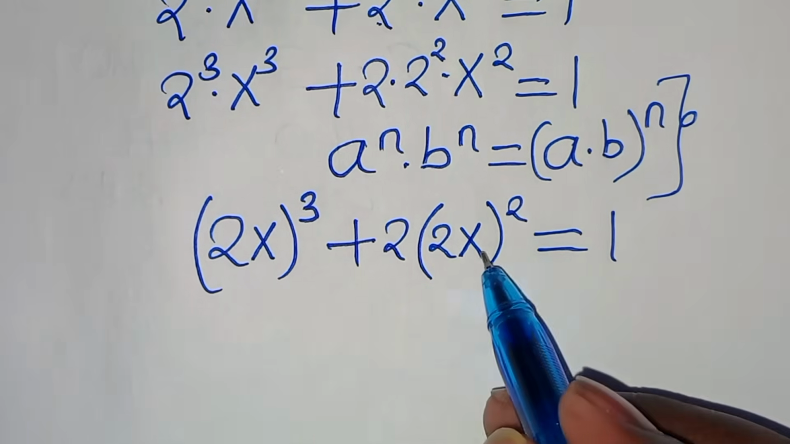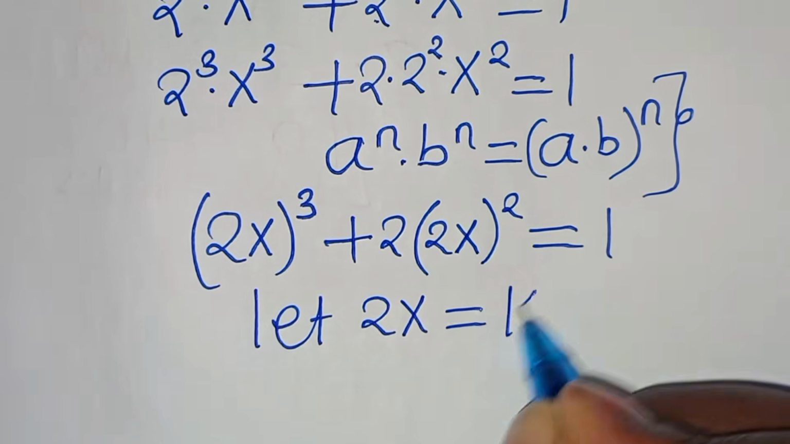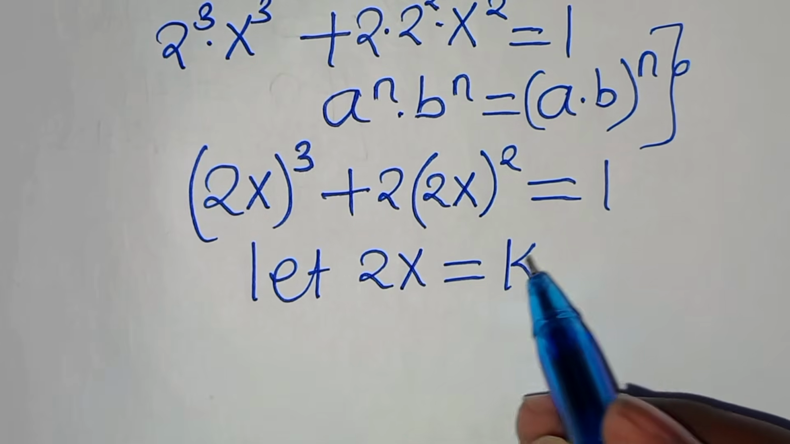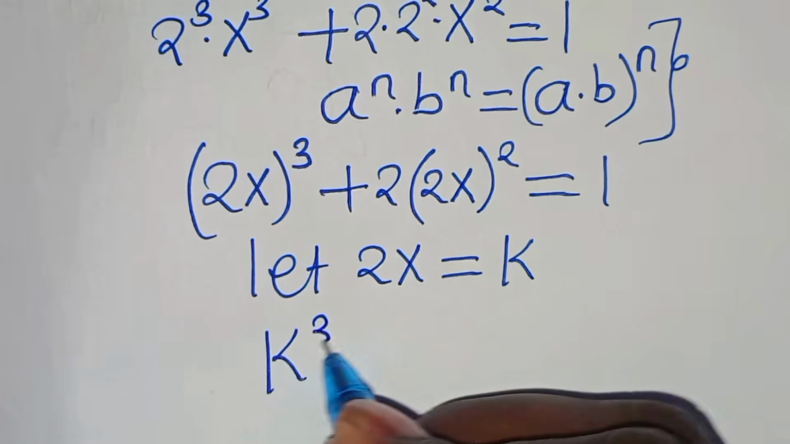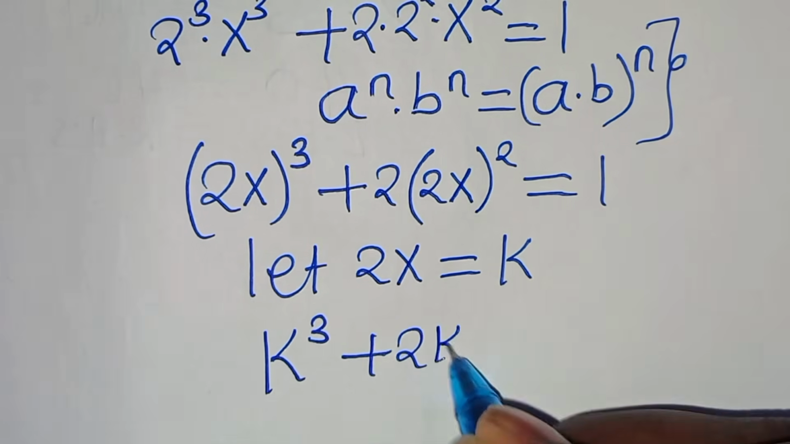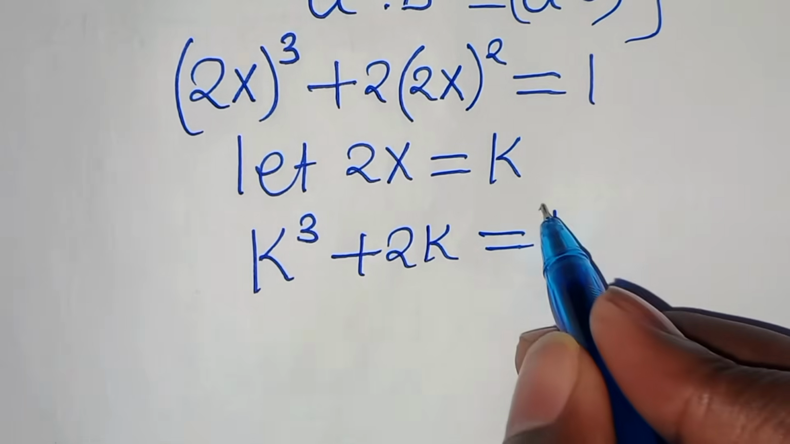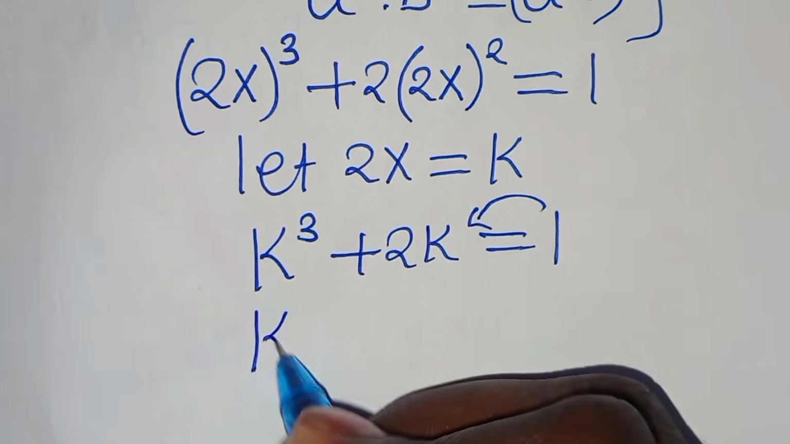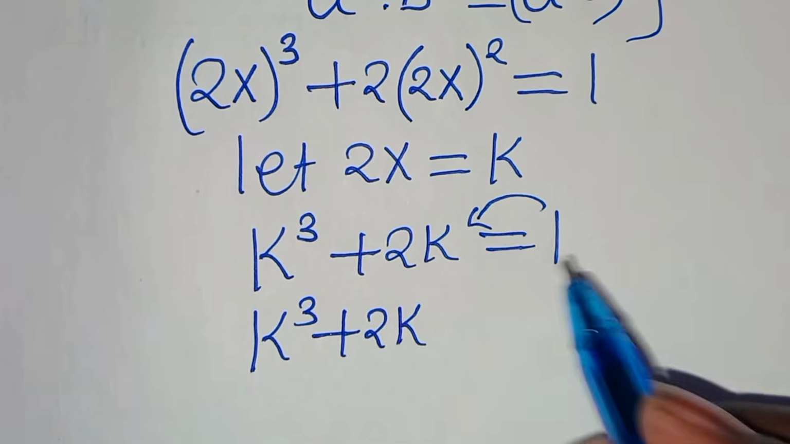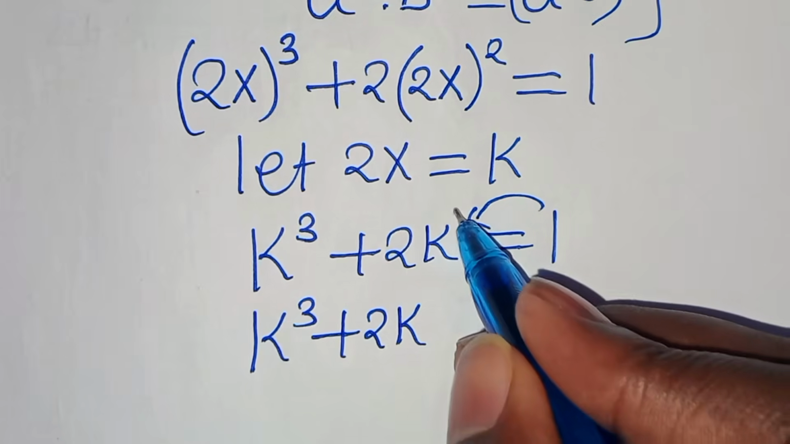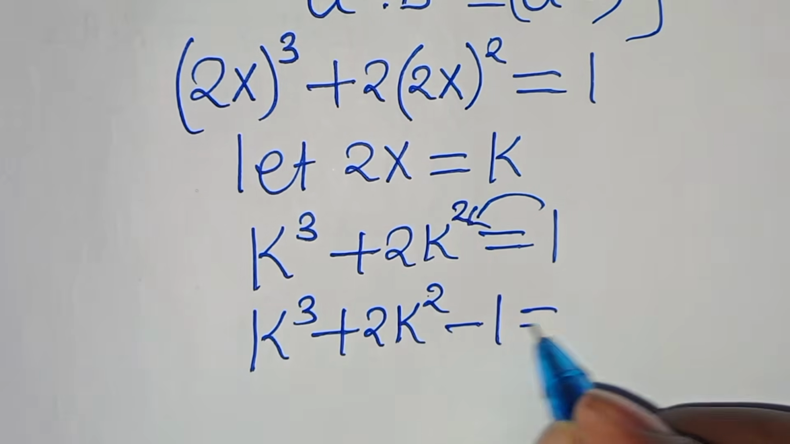Since 2x is common here, we can let 2x be equal to k. Now let's substitute k. Let's express this equation in terms of k so that we have k to the power of 3 plus 2k squared. This is equal to 1. Now the next step is to take 1 to the left hand side so that we have k to the power of 3 plus 2k squared minus 1. This is equal to 0.